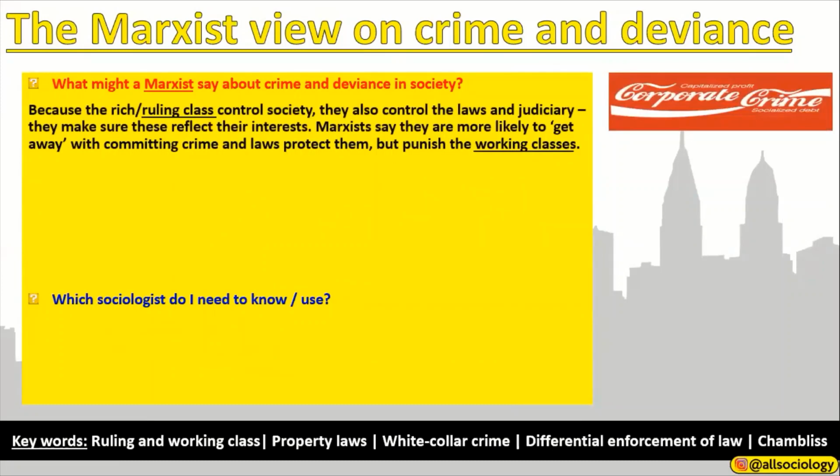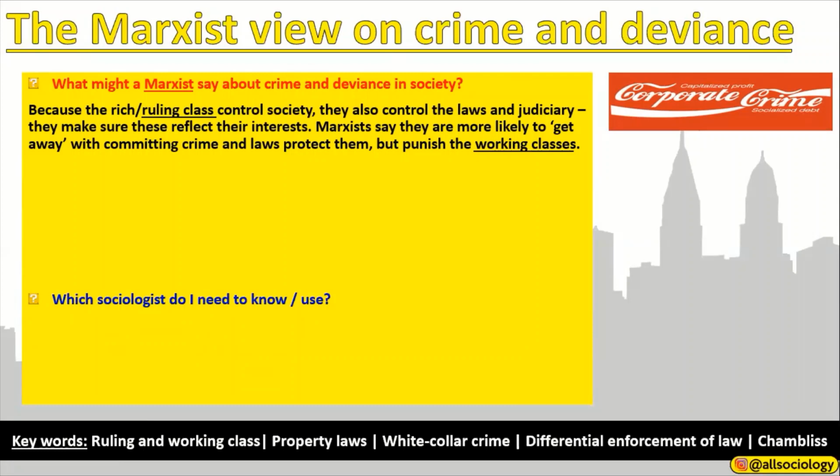So what's the Marxist view on crime and deviance? Well, it's the same as everything, isn't it? If we understand that Marxists are always suggesting that society and the parts of society work in the interests of the ruling class, it's going to be the same with crime and deviance. Because the ruling class controls society, they also have the opportunity to control the laws and the judiciary and the police service to make sure that those things reflect their interests.